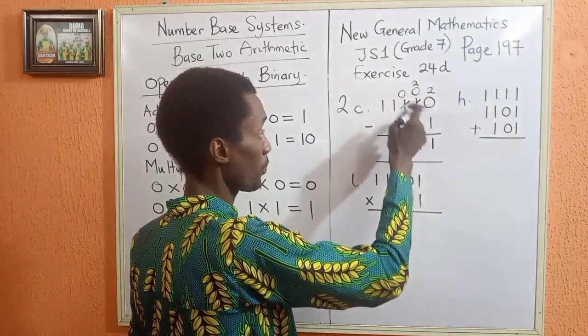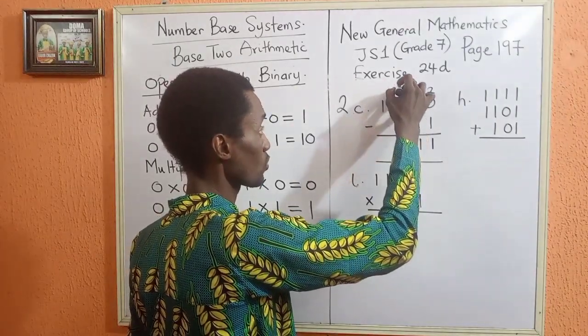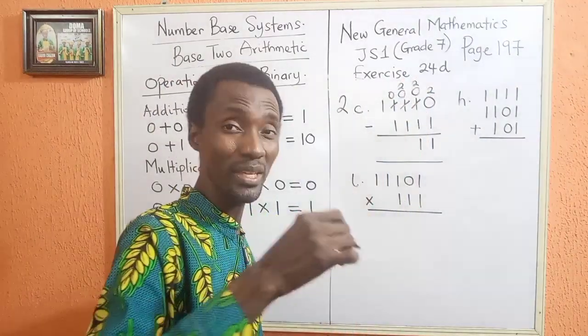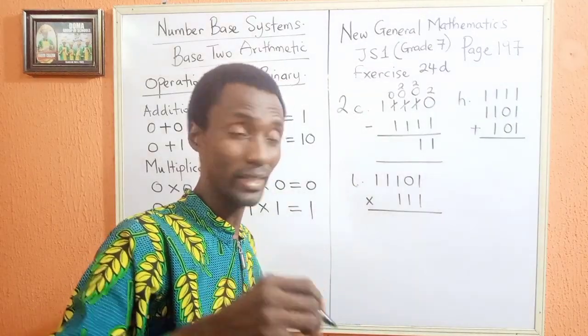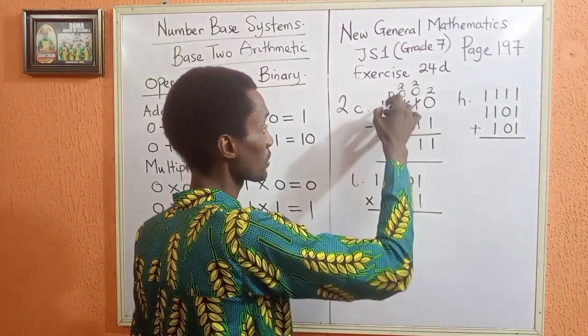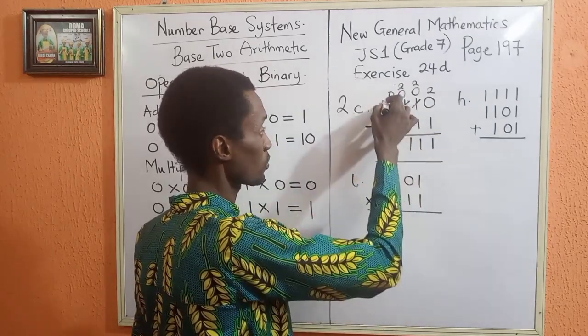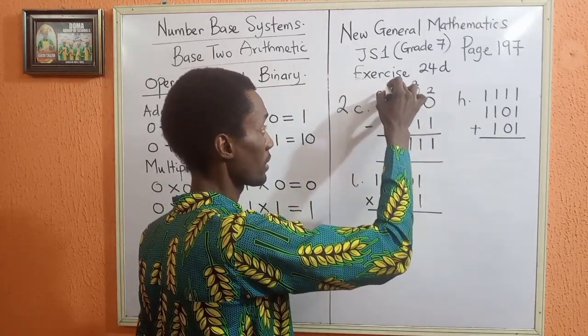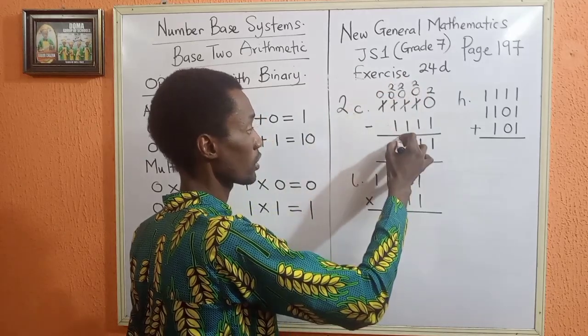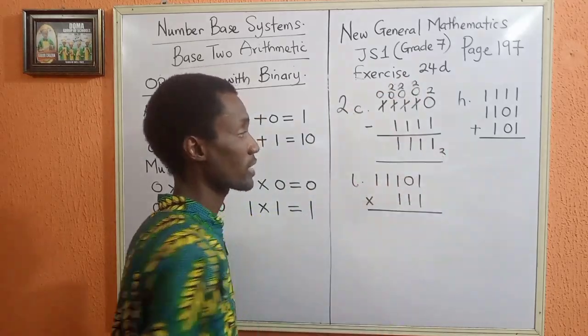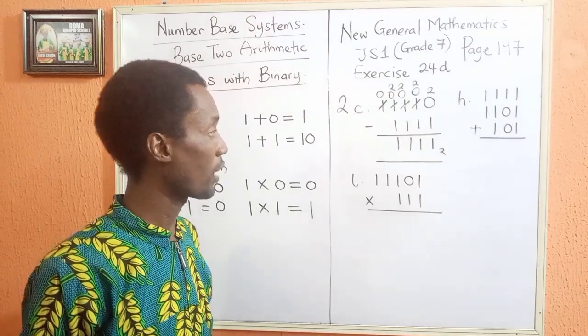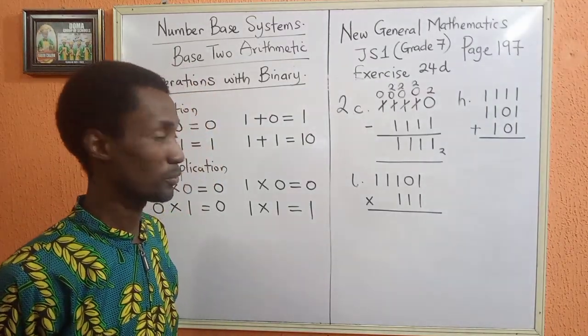0 minus 1 is not possible. I take 1 from here again, and that 1 I've taken is equivalent of the base I'm dealing with. Don't forget that. And that becomes 1 again. 0 minus 1 is not possible, so I take another 1 from here. That becomes 2. 2 minus 1 gives me 1. This is 2. So my answer becomes what? 1, 1, 1, 1, B is 2.